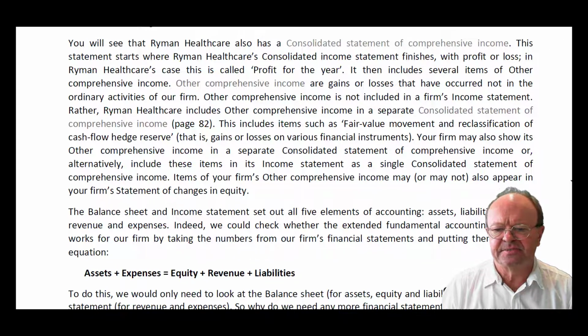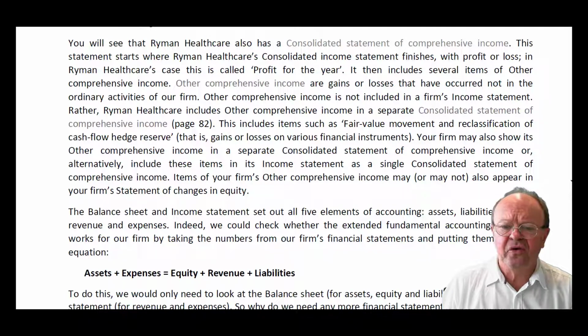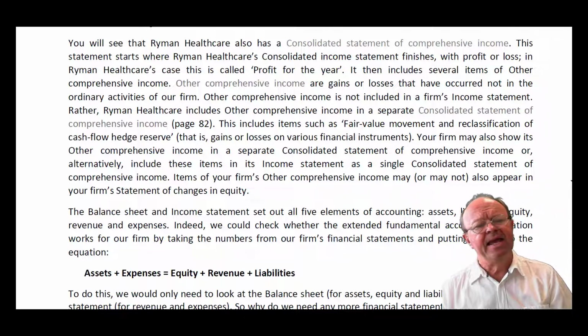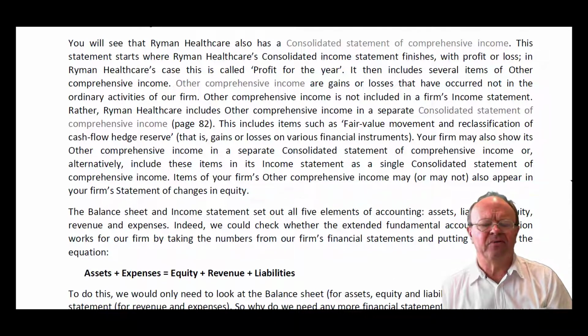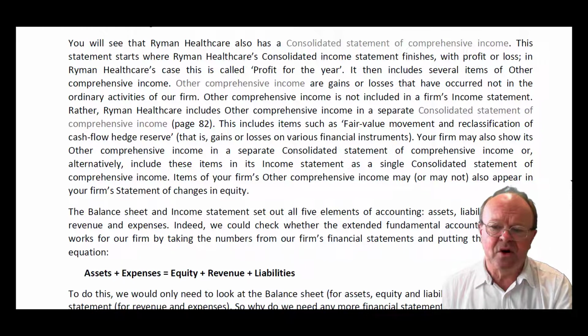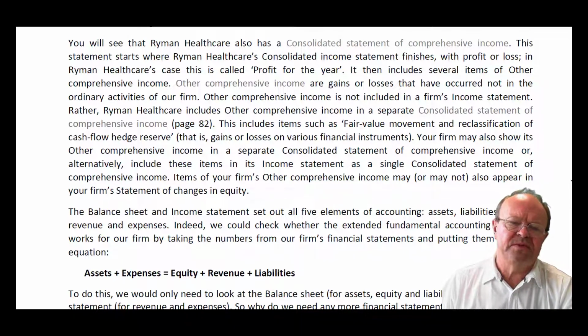financial instruments. Your firm may also show its other comprehensive income in a separate consolidated statement of comprehensive income, or alternatively, include these items in its income statement as a single consolidated statement of comprehensive income. Items of your firm's other comprehensive income may or may not also appear in your firm's statement of changes in equity.